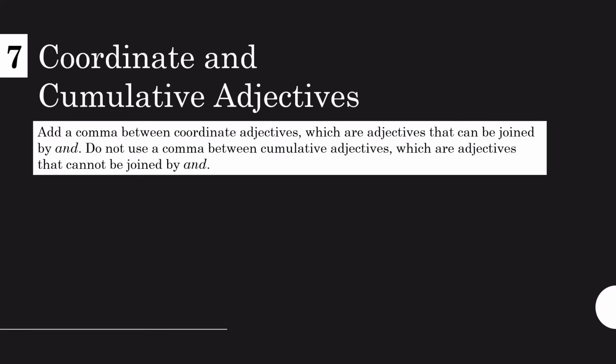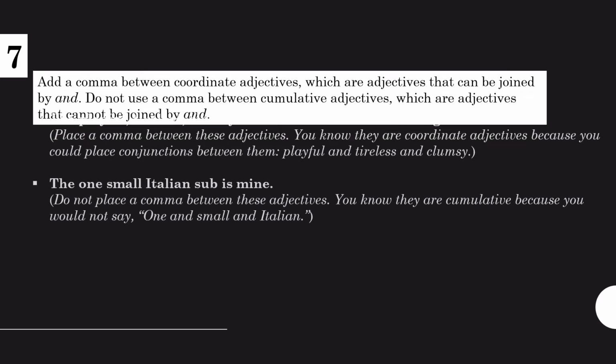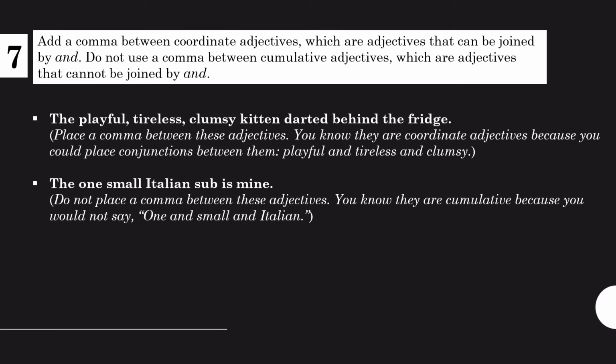The seventh commandment of proper comma usage involves commas with coordinate and cumulative adjectives. Add a comma between coordinate adjectives, which are adjectives that can be joined by "and." Do not use a comma between cumulative adjectives, which are adjectives that cannot be joined by "and." Consider these examples. The playful, tireless, clumsy kitten darted behind the fridge. Place a comma between these adjectives.